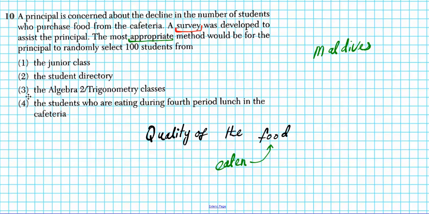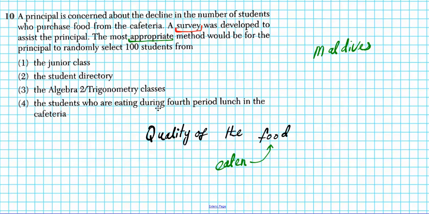Okay, so if you take a look at these four, which one would guarantee the selection of students that have actually eaten food in the cafeteria? Junior class, is there a guarantee that everybody in the junior class has eaten food in the cafeteria? There's no guarantee. You can actually select 100 junior class students and none of them or very few of them have eaten from the cafeteria, so the survey is worthless. Student directory, the same problem. Algebra 2 has nothing to do with the quality of the food.